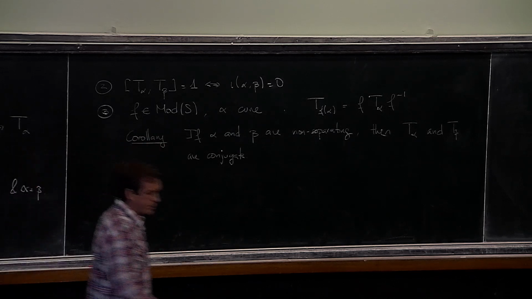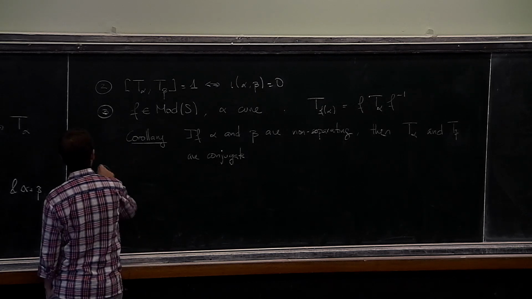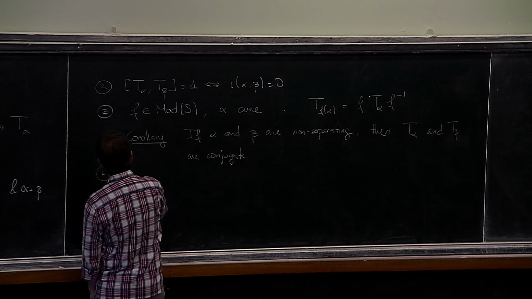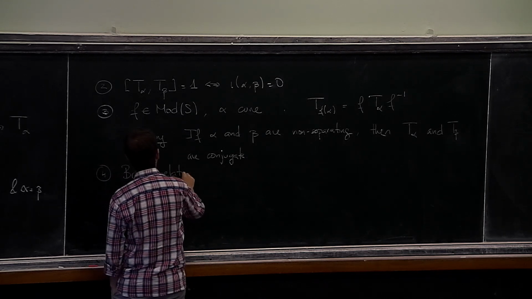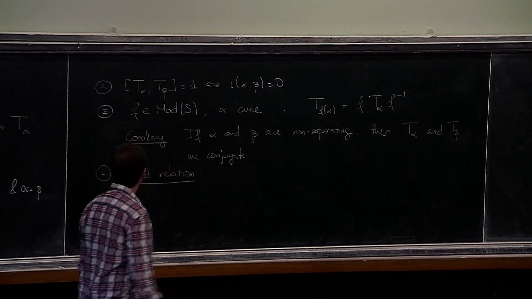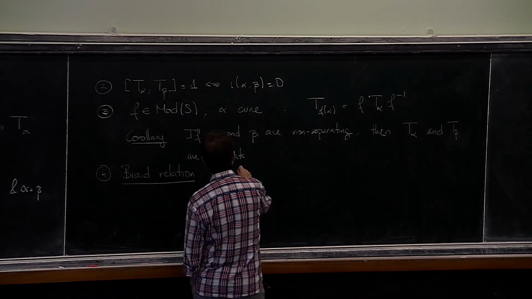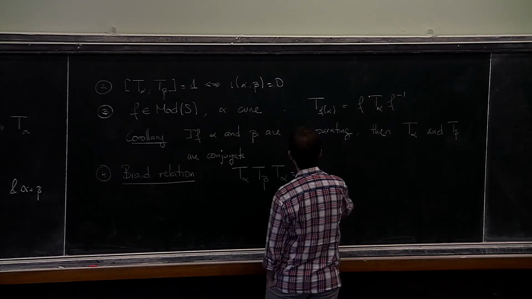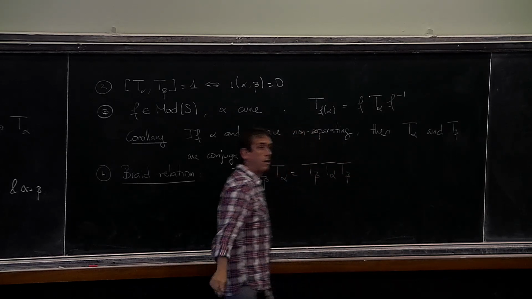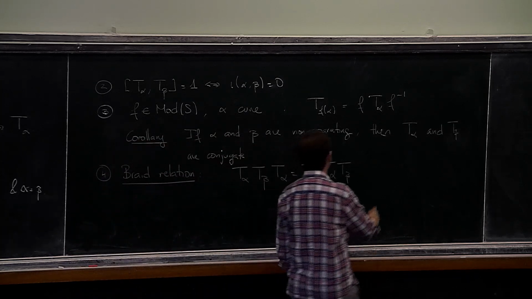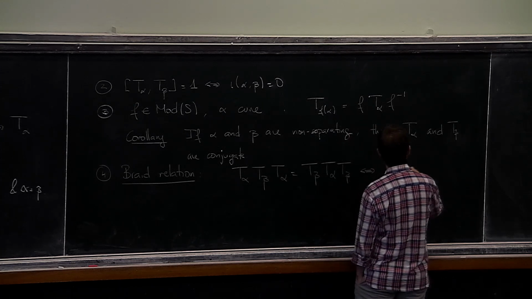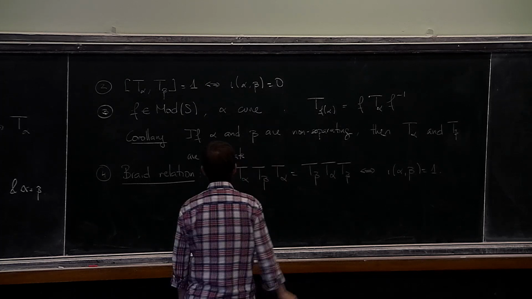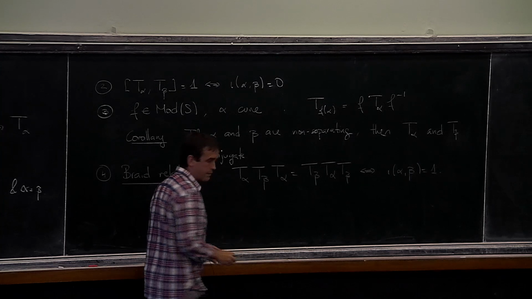And then maybe, this is a relation that people who know about braid groups will have seen. This is called the braid relation. It says the following. So imagine I have two Dehn twists which satisfy this relation. This happens if and only if the curves intersect once. And why is this true? Maybe this is too low for an idea.